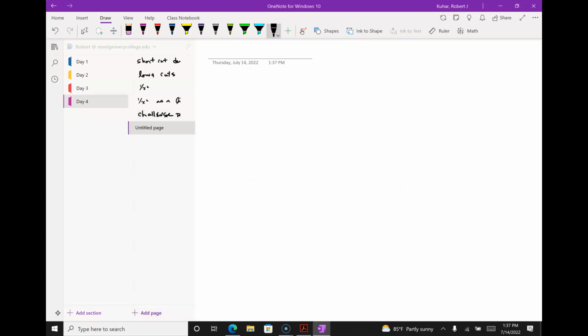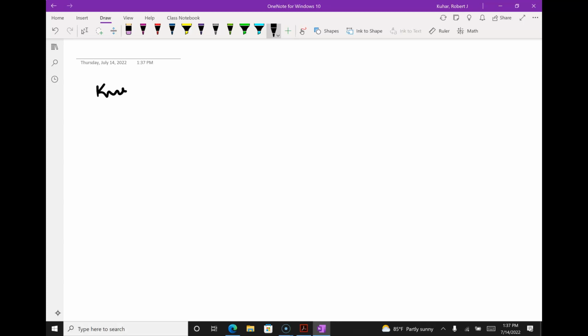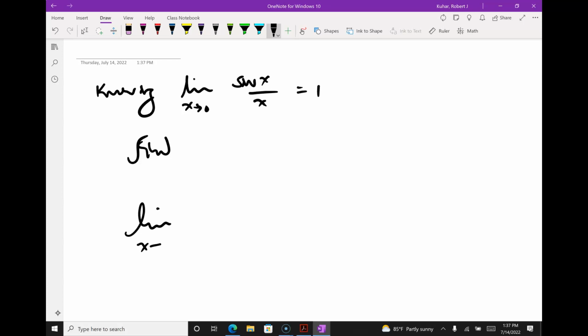So let's just look at this limit. So knowing the limit as x goes to 0 of sine of x over x is 1. Find the limit as x goes to 0 of sine of 3x over 2x. Now we did it last time using a trig identity, but I want to do it this time using a theta substitution.